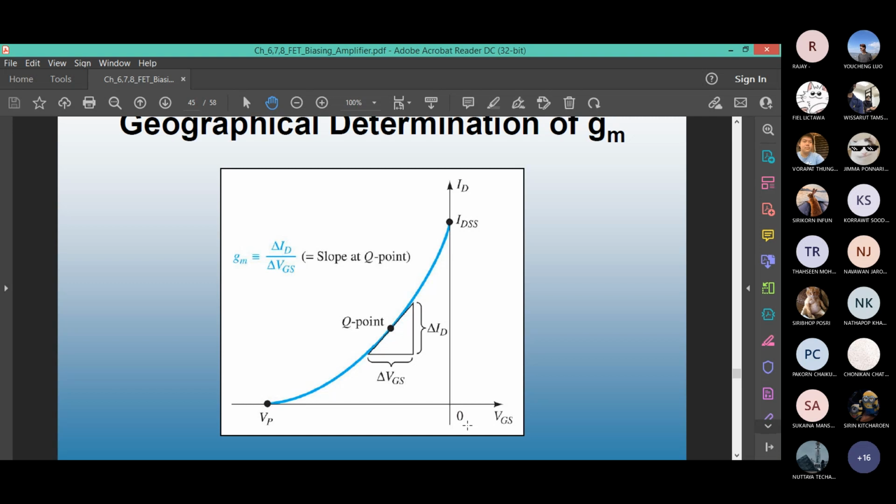You can take the slope of this tangent line, and you see this is a positive slope. It is going up and right. This is a positive value. GM, you will have the positive value. You will not have the negative one.